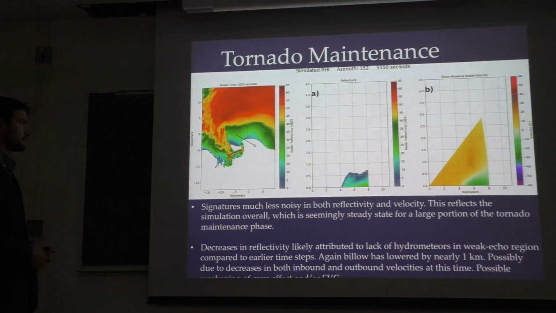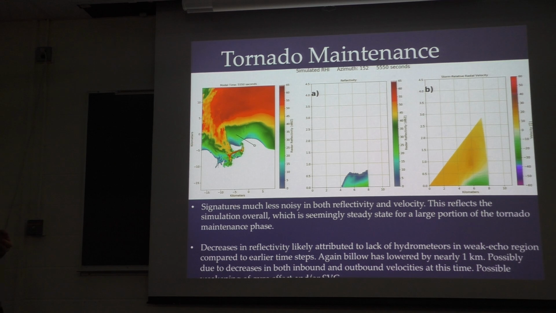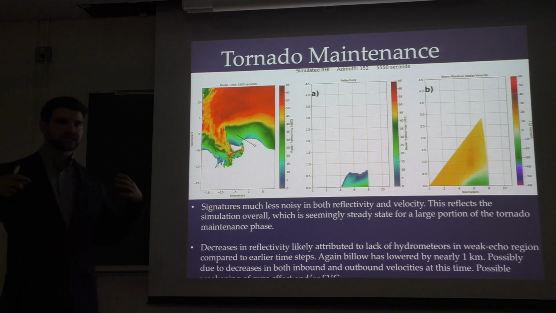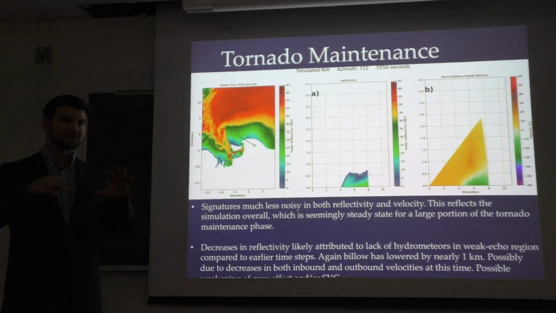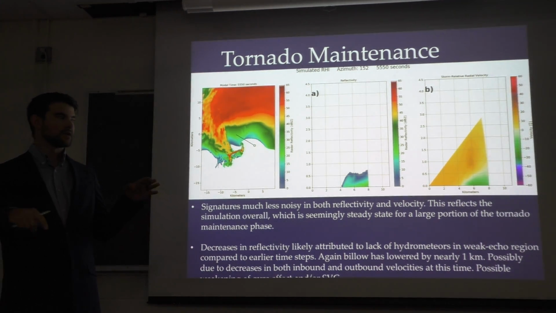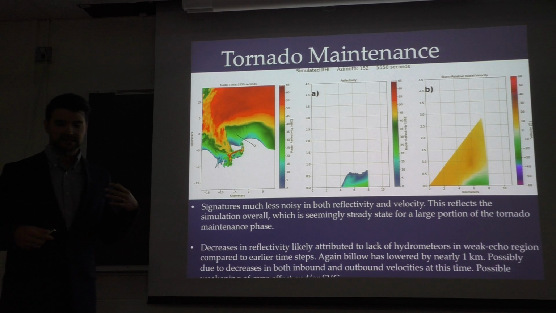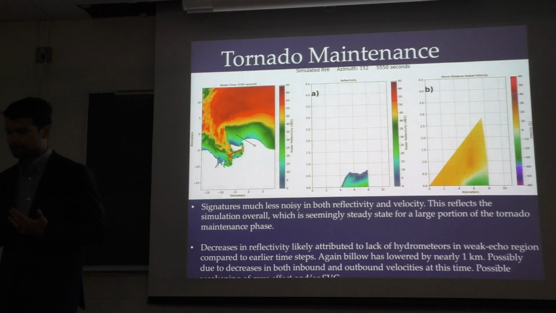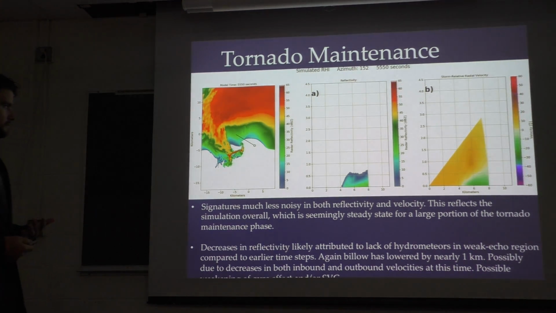Another RHI during tornado maintenance. Interestingly, at this point in the simulation, everything is almost like steady state. The forward flank part of the storm is very smooth, and all of the density perturbation data and all that stuff. And you notice the reflectivity and the velocity kind of reflects that.